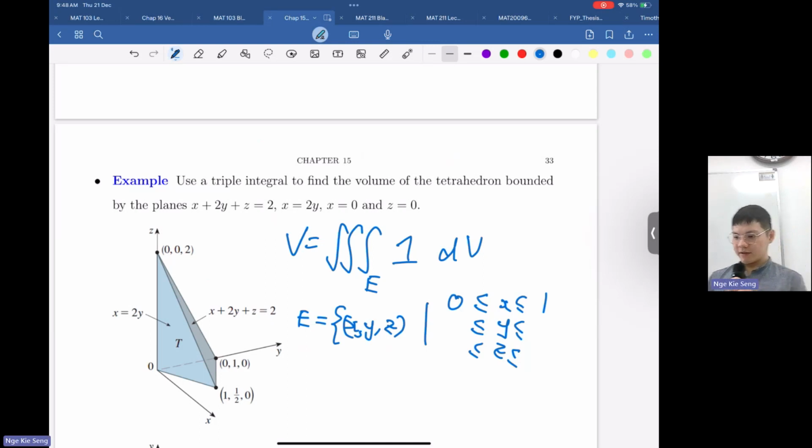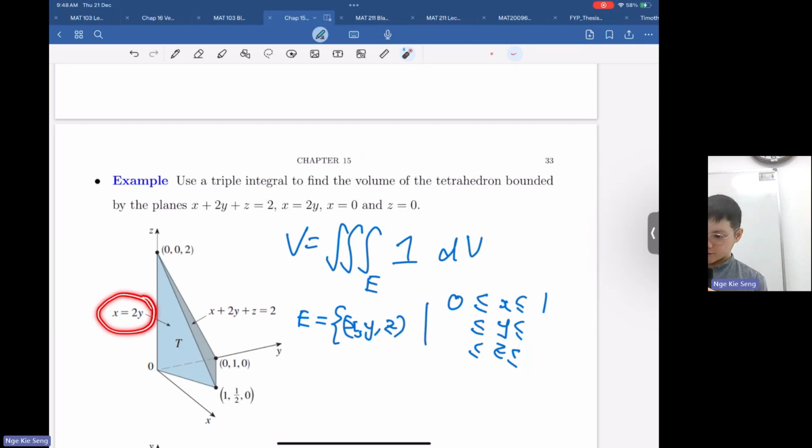Very trickier, you see. If you fix x here, you can see that y is bounded below by this line here, and bounded above by the other line. This line is x over 2 from the plane here. So this line here is y equals x over 2.